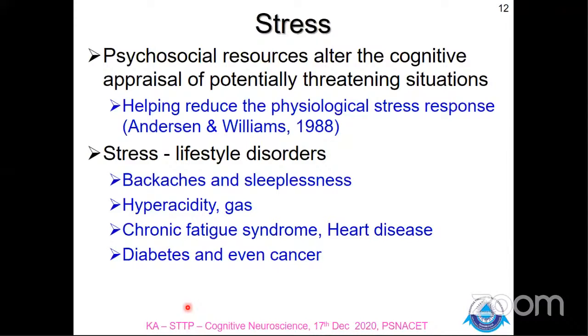Next one is hyperacidity, gas. Then chronic fatigue syndrome, heart disease, diabetes, and even cancer. So if we don't cure the stress, it can even go to the cancer level. Cancer is not only due to external factors; stress also plays a role in cancer. Whenever you are not diagnosing the stress, it can go to an upper extremity level, and your health care suffers.